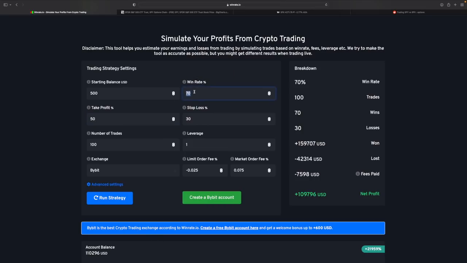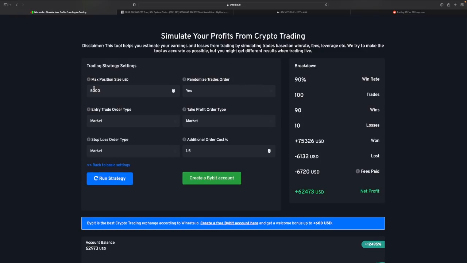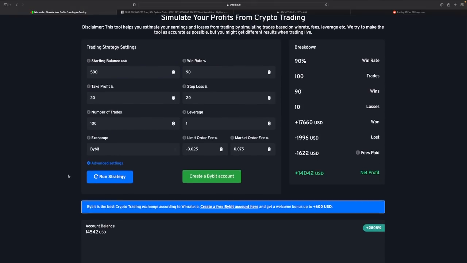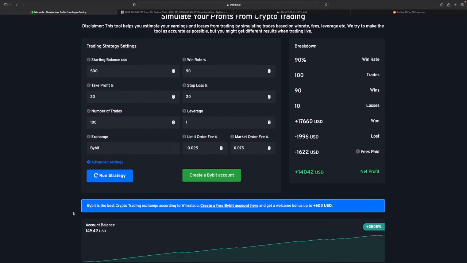But let's say you are amazing at identifying setups, and let's say that you're taking profits early. You have a 20-20 ratio, but your win rate is high, right? And let's run this strategy again. Let me change this back to $1,000, and I run this again. You win $14,000. Perfect, right?